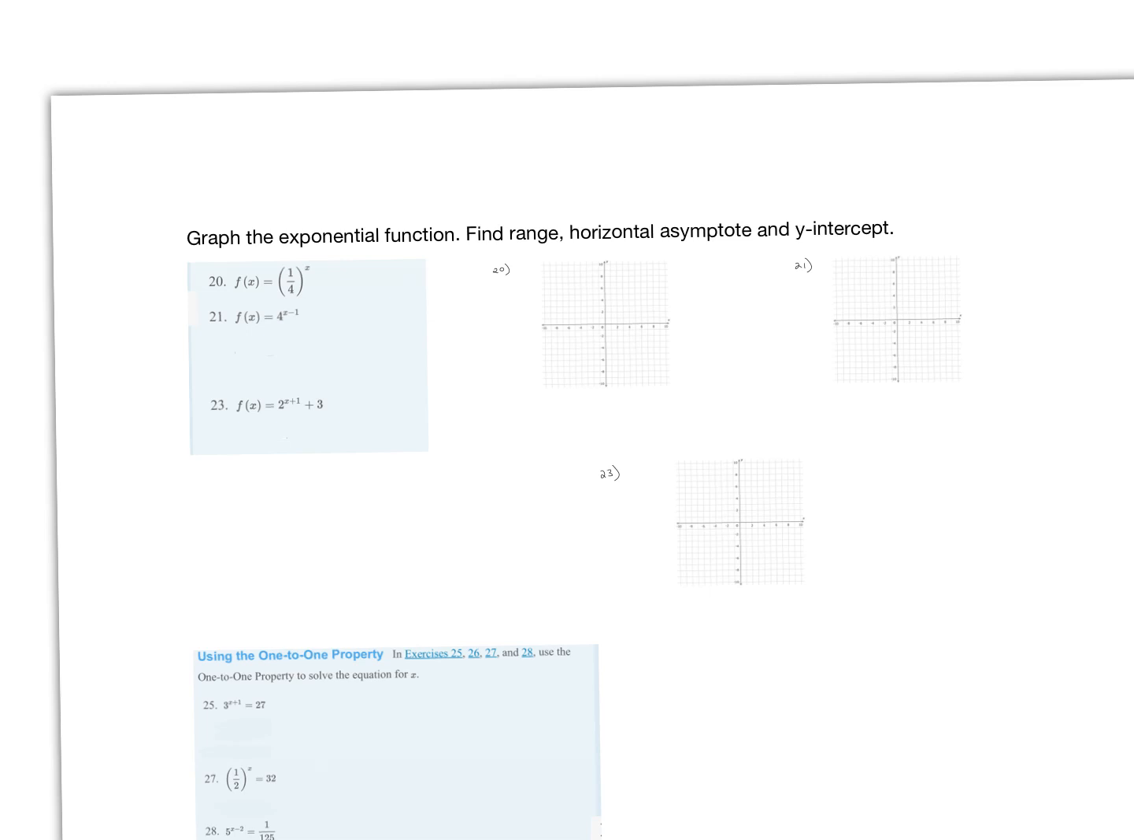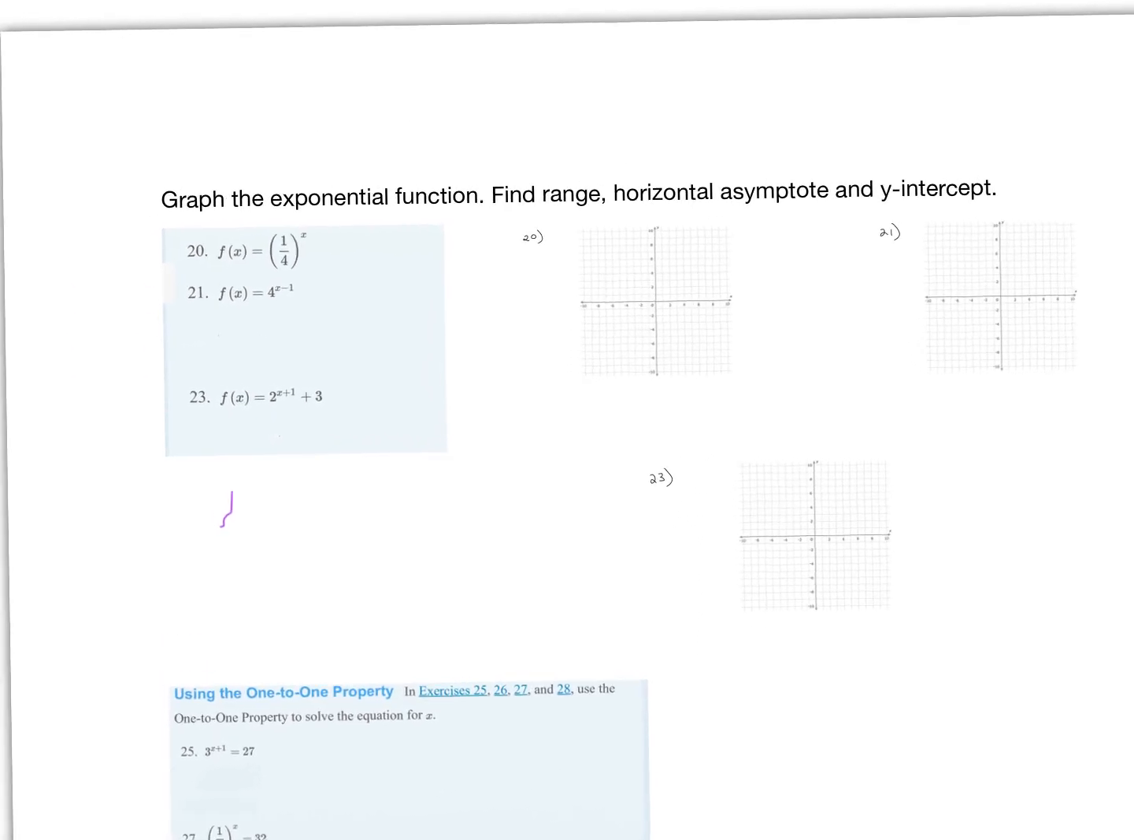So for this quiz review, I'm going to go over a couple things, like an example in each category. Okay, so the first thing we want you to graph is an exponential function. And if you notice in 20, it's a basic exponential function. It's a decay function because the base is between 0 and 1. It's a fraction.